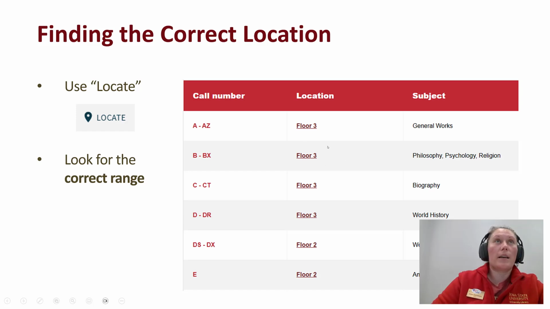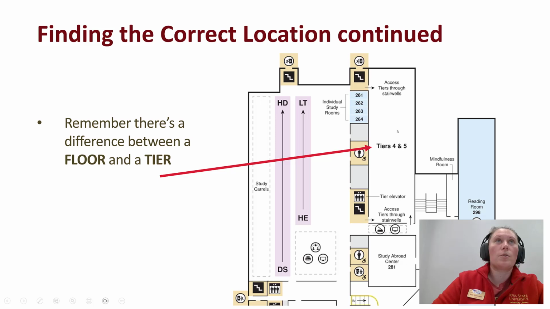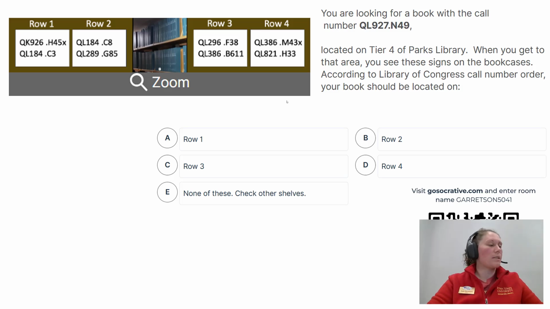And then you can click on that link there and it will take you to a nice map of the floor, and the floor includes the tiers. So if it had said it's in tier 4, you know you need to go over here into tier 4 and not over here, because these are the call number ranges for this floor, not for the tier. So I'm sure that's clear as mud. Let's try another one here.